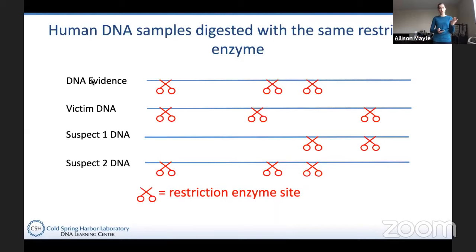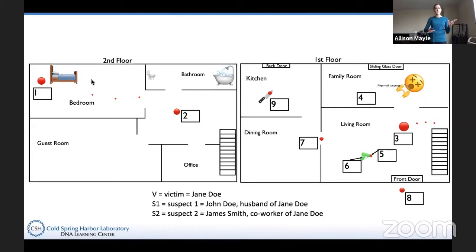Okay, so remember, we're looking to match the pattern of those bands between our evidence and either our victim, suspect 1, or suspect 2. So here's our made-up crime scene. All right, so in this made-up crime scene, the police received a call that there was a gunshot in the middle of the night. And when they came to the house, they found that our victim, Jane Doe, here she's a little emoji, she was unfortunately killed.